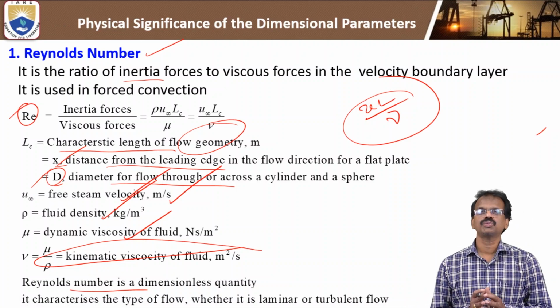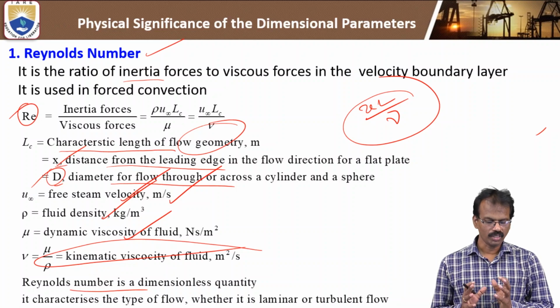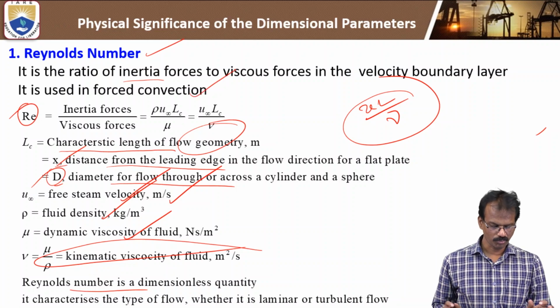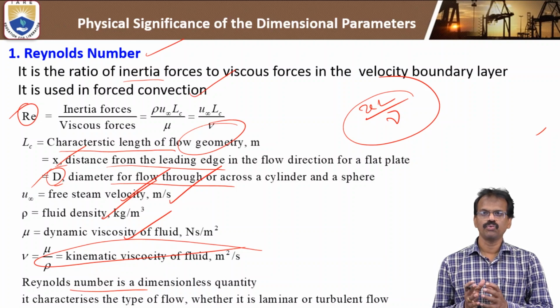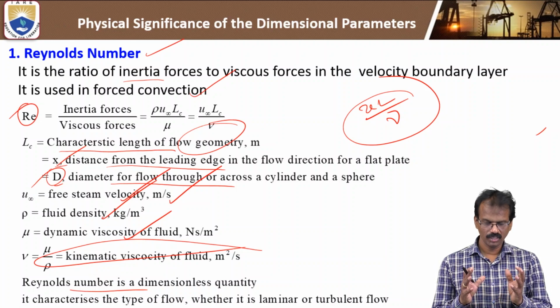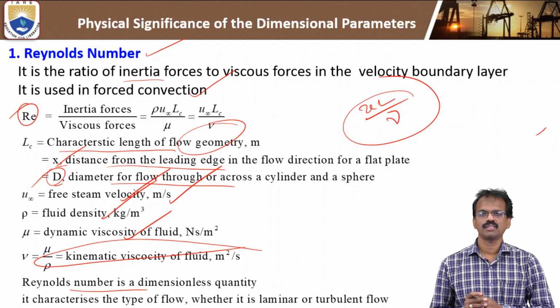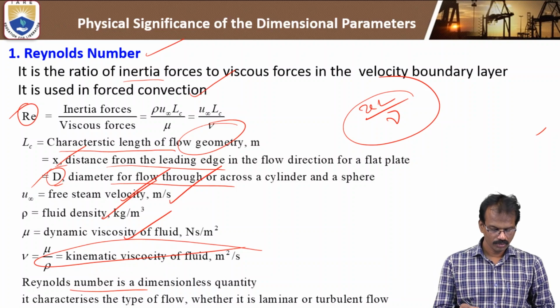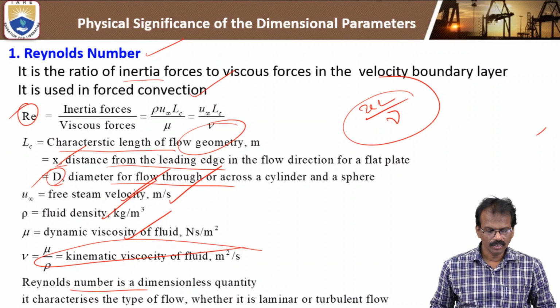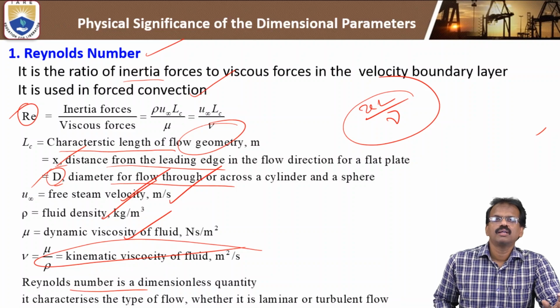So this is mainly used to study, or to understand, the forced convection process. And mainly it is used to identify the flow based upon the value of the Reynolds number. You can understand that the flow is either laminar or turbulent. That is the main importance of the Reynolds number.